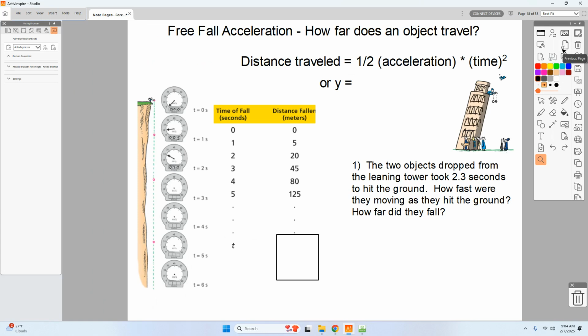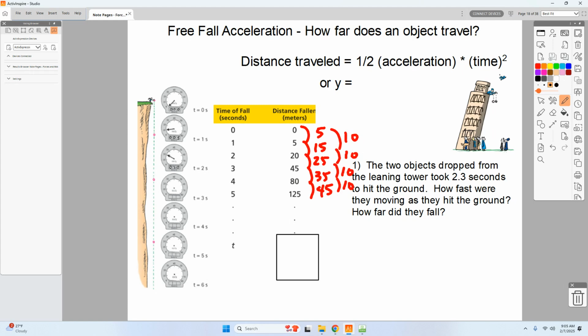So if I look at this table, I can see that the change in distance is no longer going up by a set value. This changes 5. This changes 15. This changes 25. This changes 35. This changes 45. I notice that they keep going up by an increasing value. Some of you might notice that this changes 10. This changes 10. This changes 10. And so that 10 has to do with that acceleration value. It's more mathematical than a lot of people would care to get into, but that's talking about an accelerated motion.